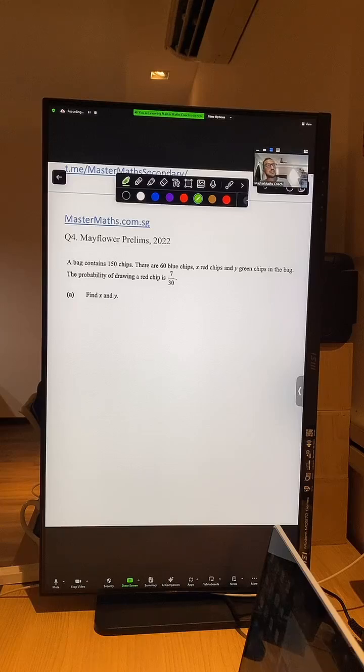Okay, a bag contains 150 chips. There are 60 blue chips, X red chips, and Y green chips in the bag. The probability of drawing a red chip is 7 out of 30. So, probability of drawing a red chip equals, okay, so there are X red chips, right? So we take X out of 150. Because what is the probability of drawing a red chip? It is the number of red chips over the total number of chips.